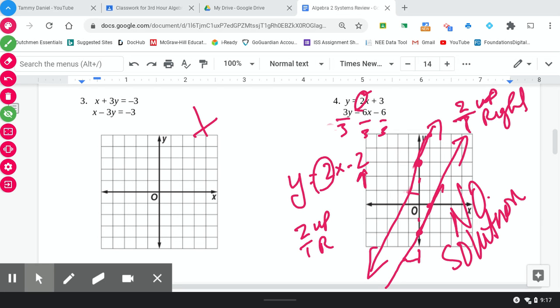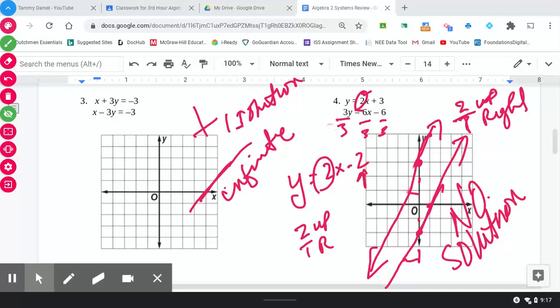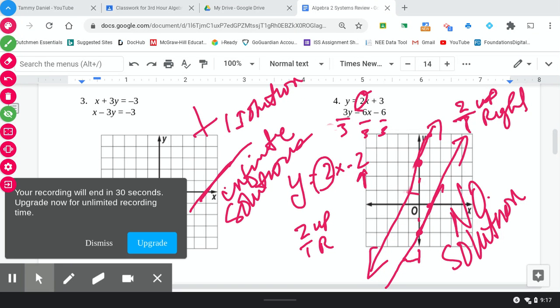If they intersect in one spot, it is one solution. That's what that says, one solution, sorry. And then if they are the same line, one on top of another, it's infinite solutions. Okay? So if you don't have that written down, you might want to put that somewhere. Okay?